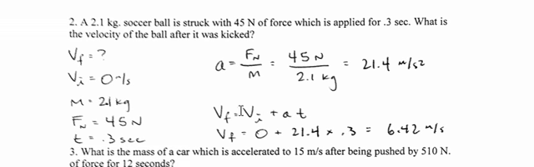So we have the VI, we have the time already, but we need the acceleration. So that's how we went up here and did A equals Fn over m, 45 newtons divided by 2.1 kilograms, and now we have an acceleration of 21.4 meters per second squared. We can fill that right in here, and then we have a final velocity of 6.42 meters per second.